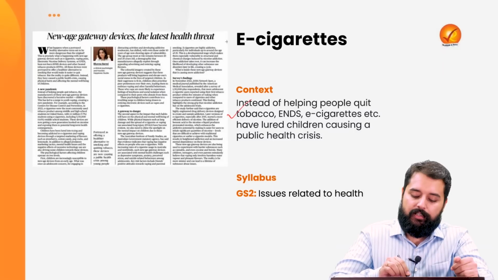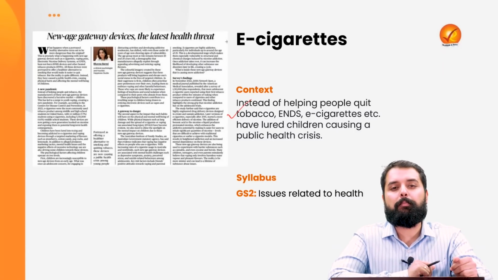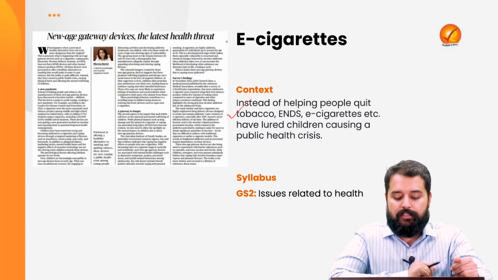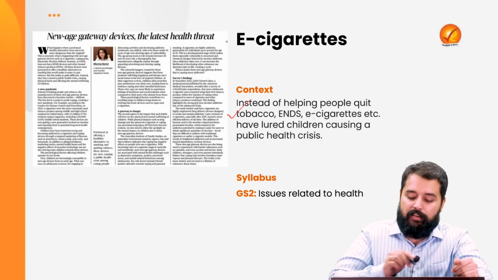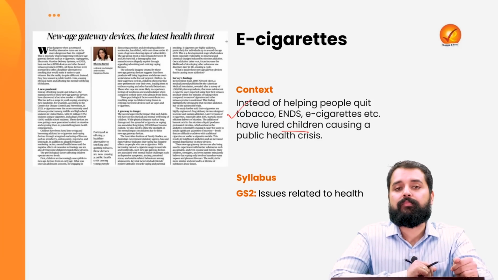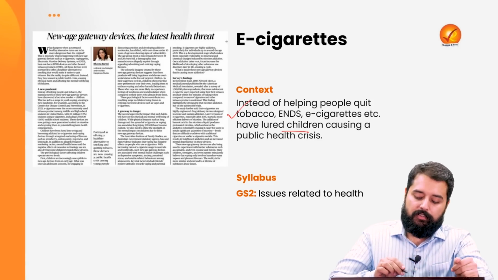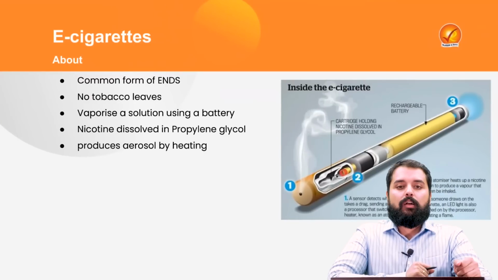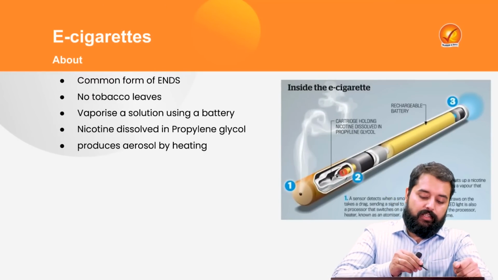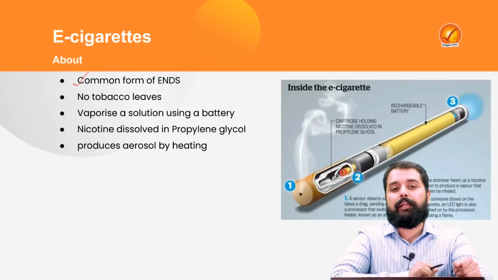The context behind it is that instead of helping people quit, various mechanisms like electronic nicotine delivery systems, the use of vapes, vape pens, e-cigarettes, etc., have rather lured children to smoke and it has caused a public health crisis. This is important in GS2 under the topic issues related to health. Now, what are e-cigarettes? E-cigarettes are a common form of electronic nicotine delivery system.